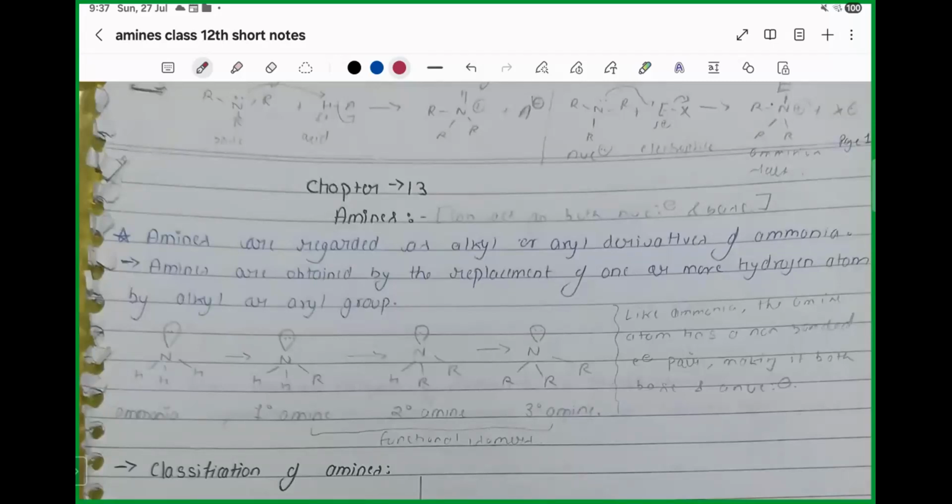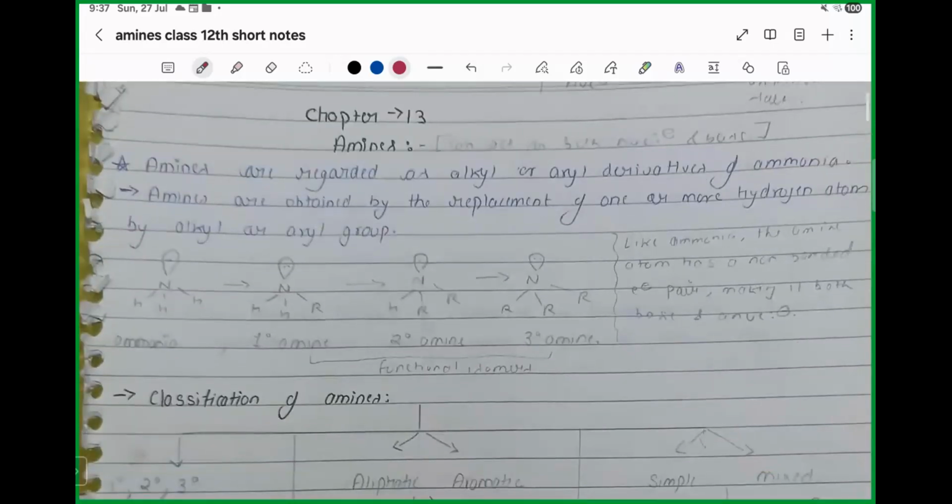We have different sorts of alkyl amines on the basis of how many hydrogens you have replaced. If you are removing one hydrogen, you will call it 1 degree amine. If you are doing two, 2 degree amine. If you are doing three, 3 degree amine. Amines are obtained by replacement of one or more hydrogen atoms by an alkyl or aryl group. Like ammonia, the amine nitrogen atom has a non-bonded electron pair, making it both a base as well as a nucleophile.